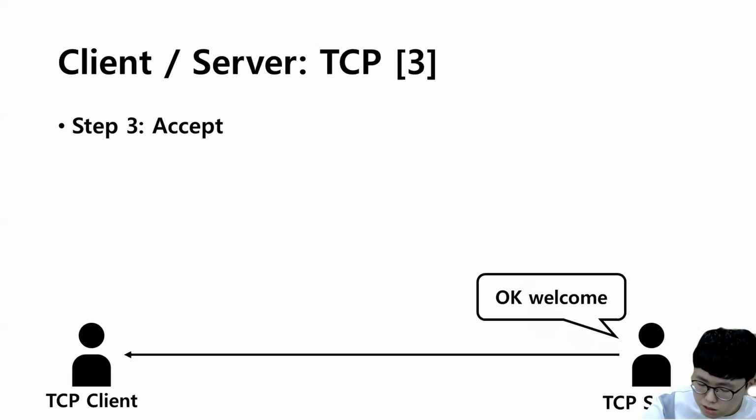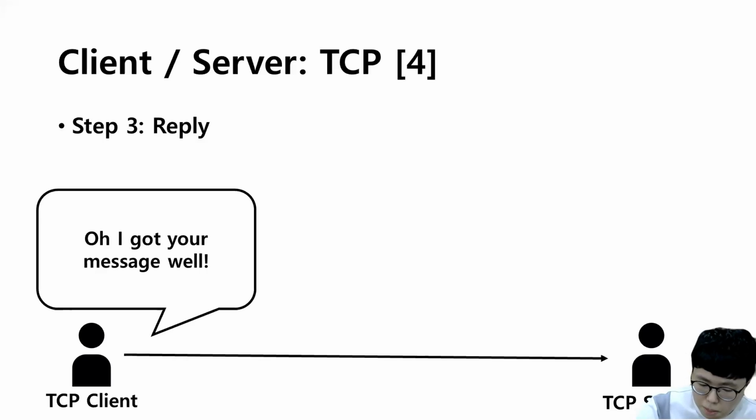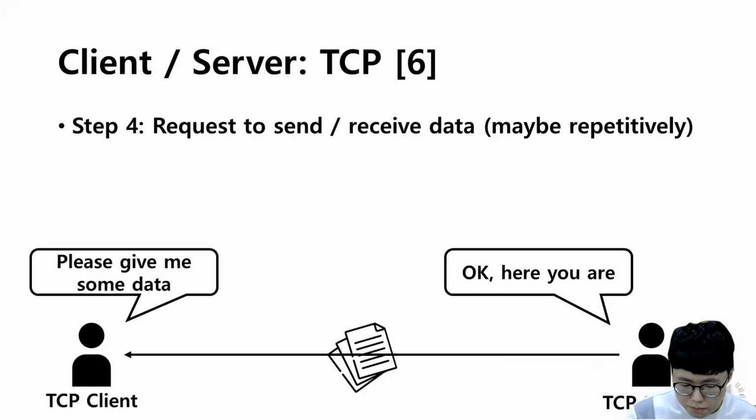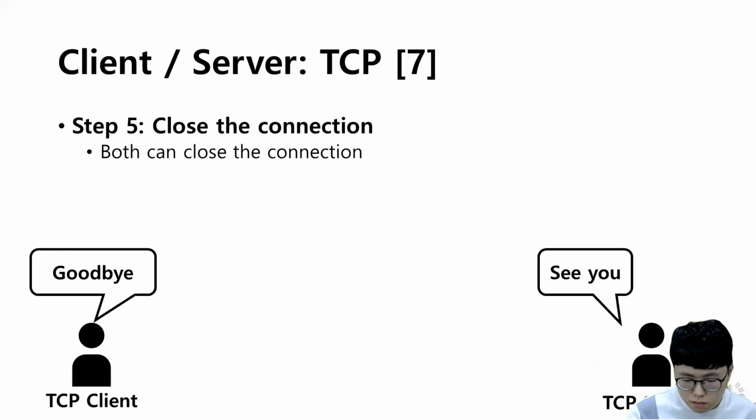And step 3, the server accepts and allows the connection signal, and then replies. And step 4 is send or receive the data. This is a kind of service. And then step 5, close the connection. This is the end of the connection process of TCP.